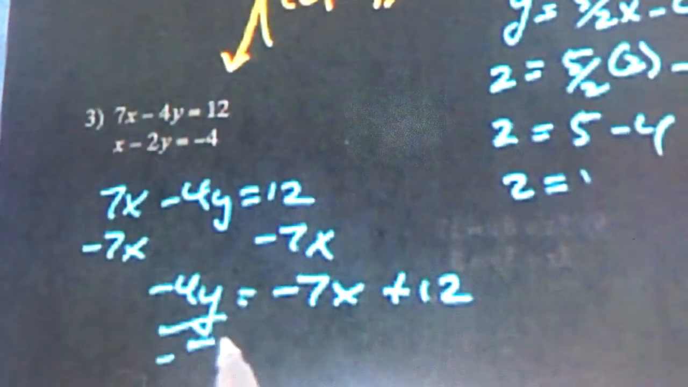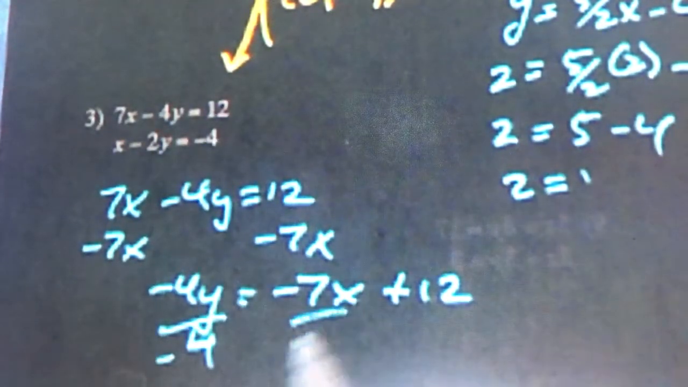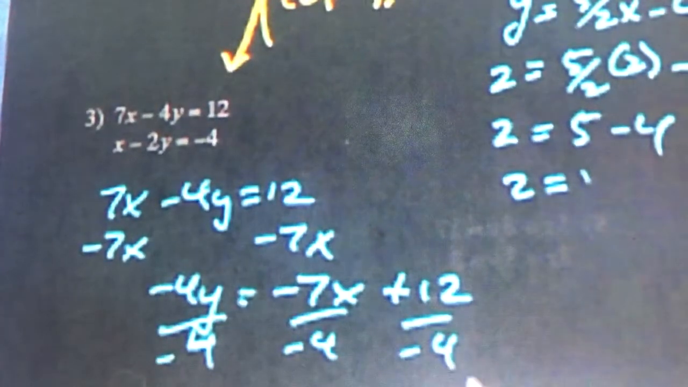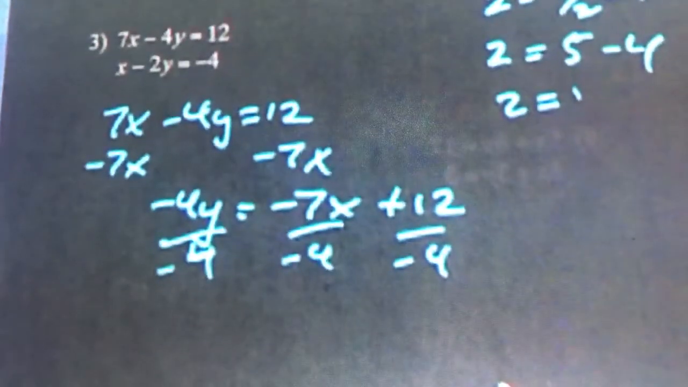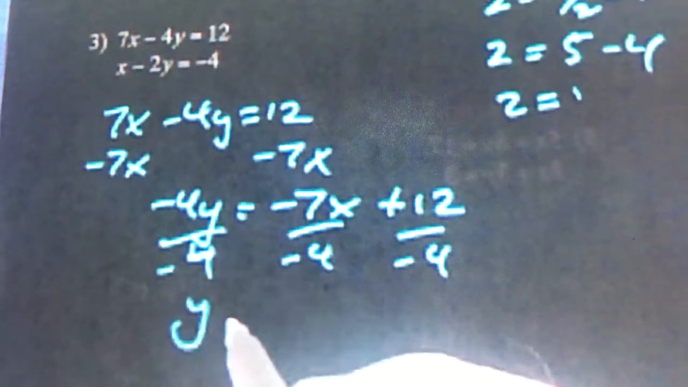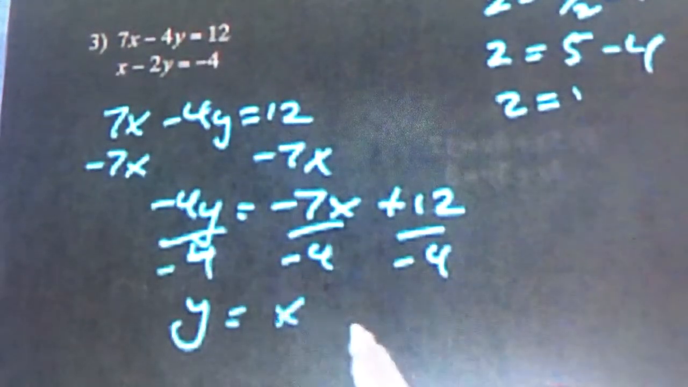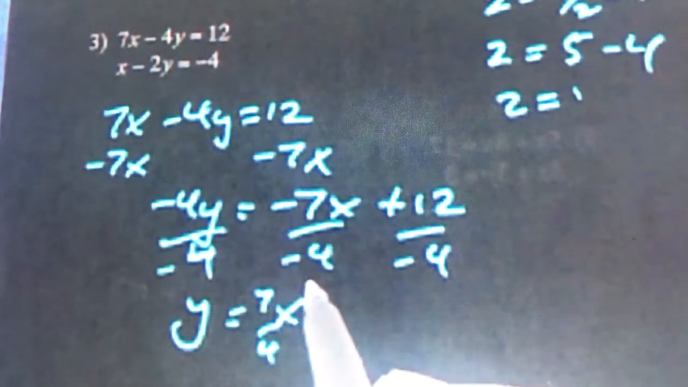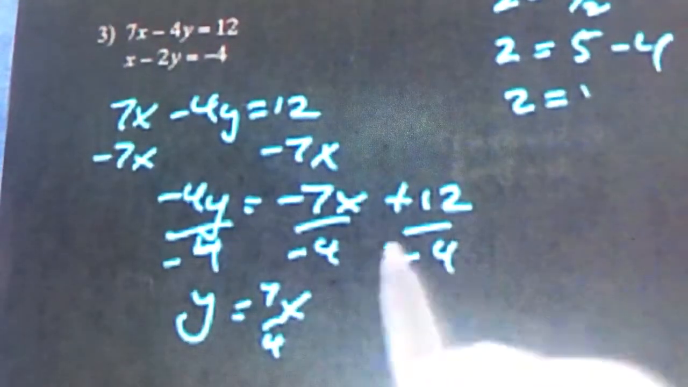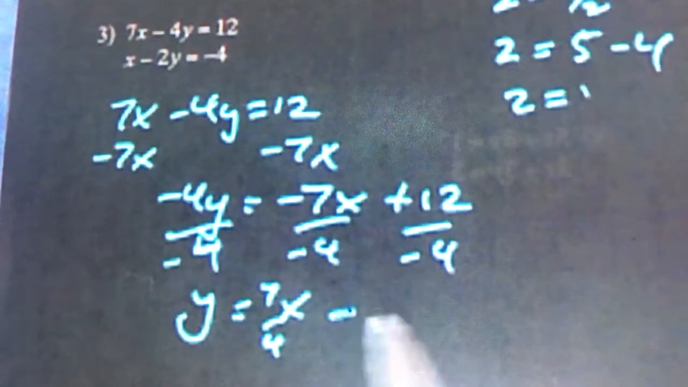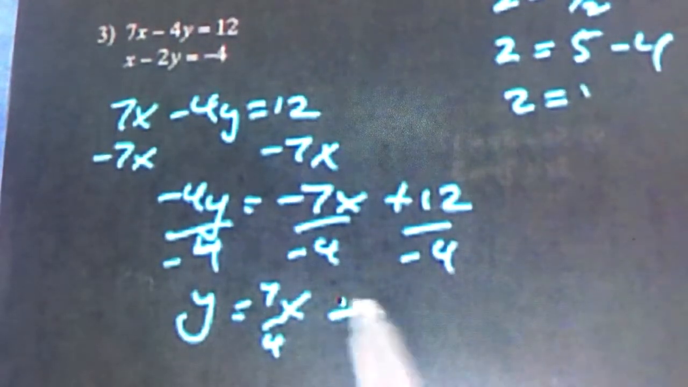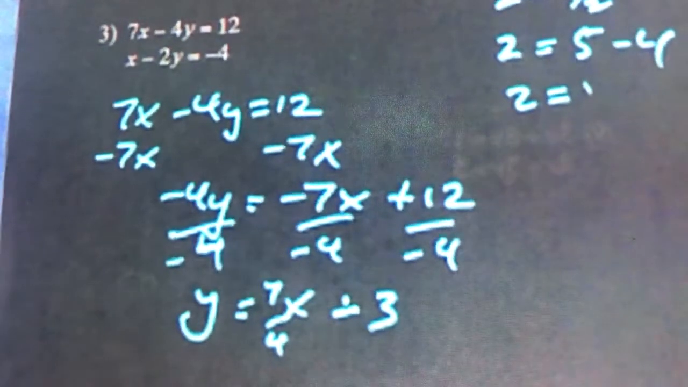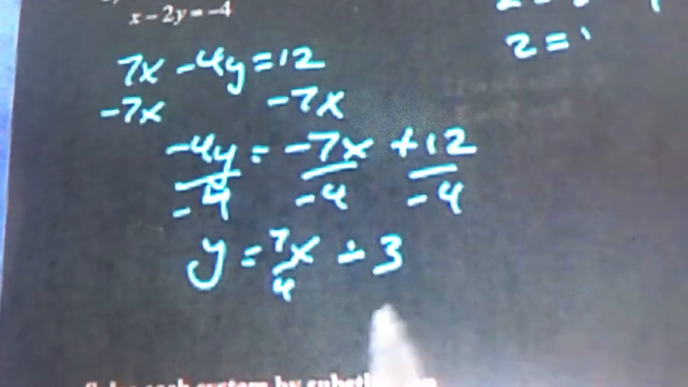Why are we doing this? Because we're solving for y. And when we solve for y, we're going to get an equation in the form y equals mx plus b, which helps us work very efficiently with what we have. So this is 7 over 4x. Negative divided by a negative is positive. And then 12 divided by negative 4 is negative 3, right?